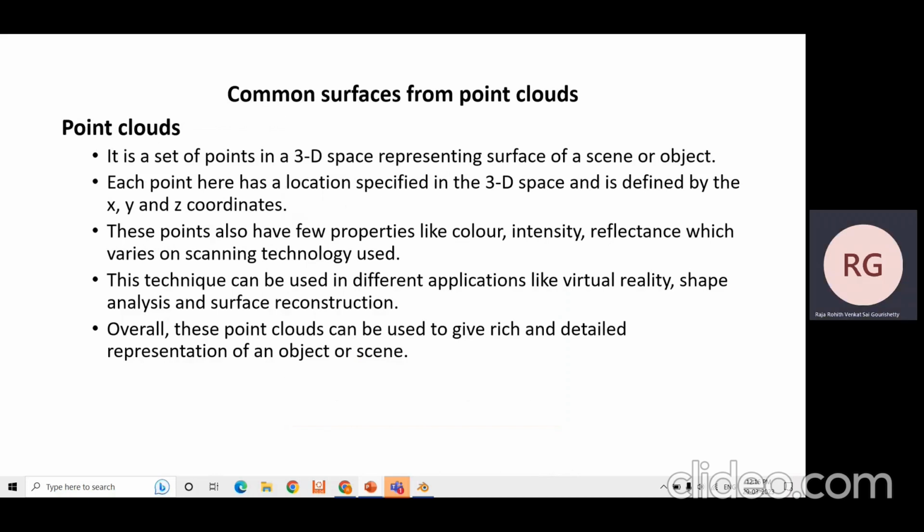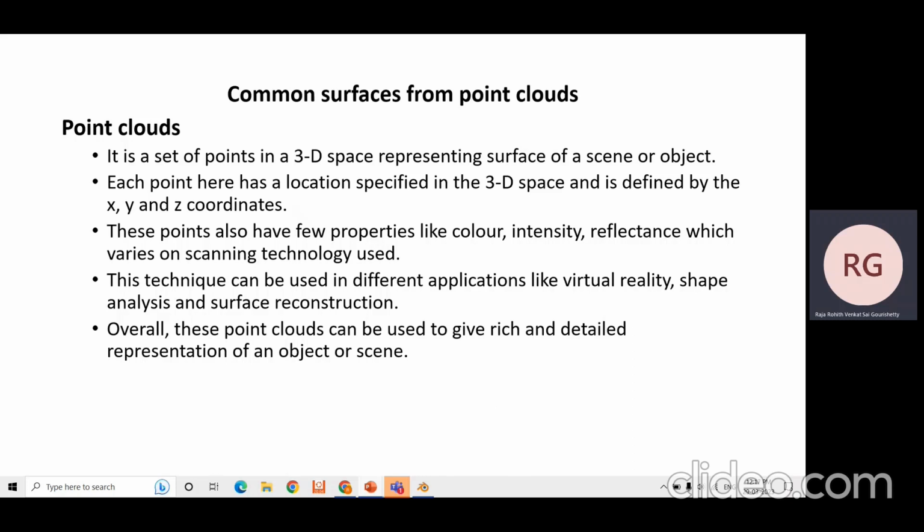Now let's see about the point clouds. A point cloud is a set of points in a 3D space representing the surface of a scene or object. Each point has a location specified in the 3D space and is defined by x, y, z coordinates. These points also have a few properties like color, intensity, and reflectance, varying on the scanning technology used.